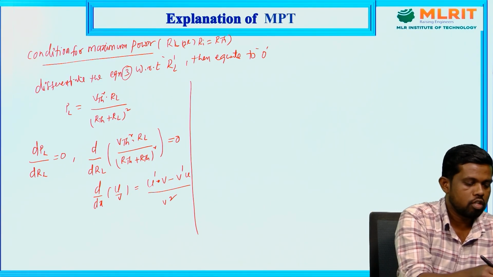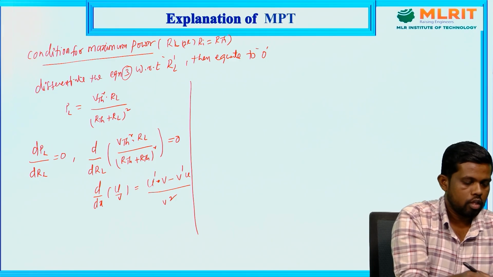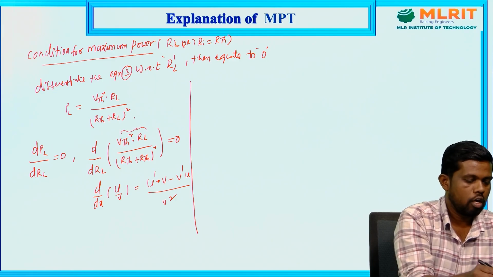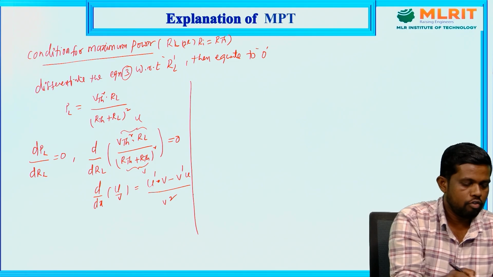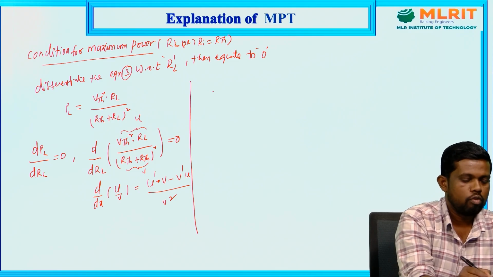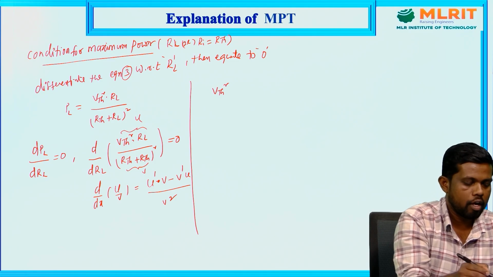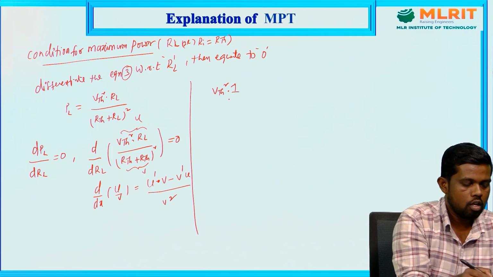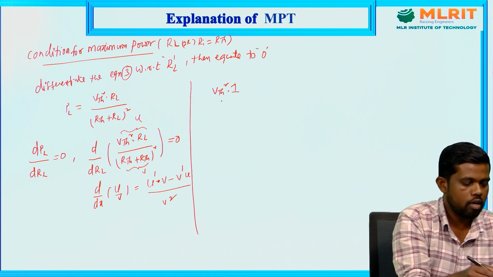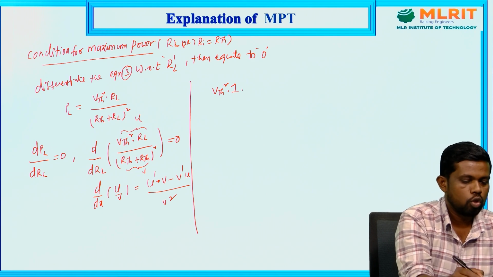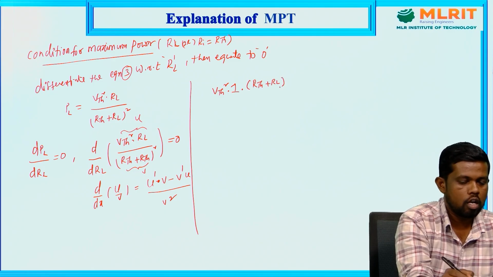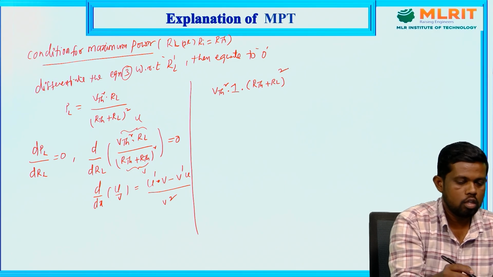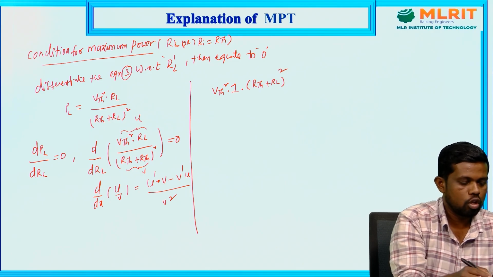So we need to do the differentiation for this term. Here the upper one is the U term and this is the V term. According to the formula we can do the differentiation. So we will get VT square into 1 as U dash, because d by dRL of RL gives 1, so we keep it as 1 here. Into the V term as the same, (RTH plus RL) whole square, and we keep this term as it is.